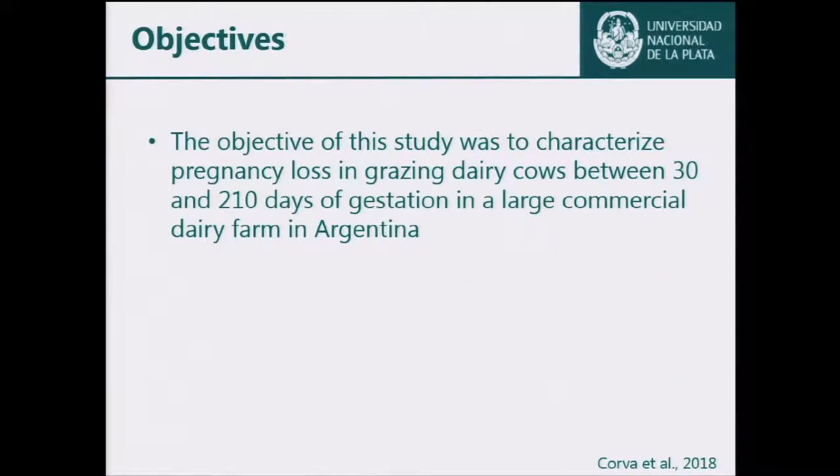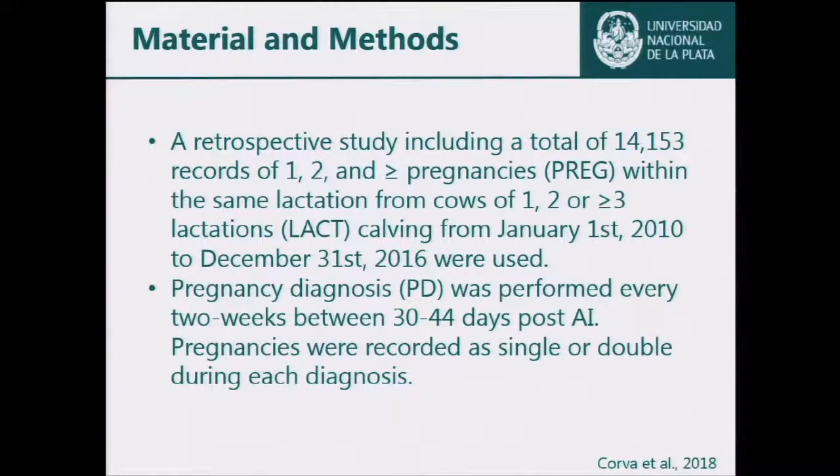The objective of this study was to characterize the pregnancy loss in grazing dairy cows between 30 and 210 days of gestation in a large commercial dairy farm in Argentina. We did a retrospective study, including a total of 14,153 records of first, second, and third pregnancies within the same lactation, from cows that were in first, second, and third-plus lactations, for a period from January 1st, 2010 to December 31st, 2016.